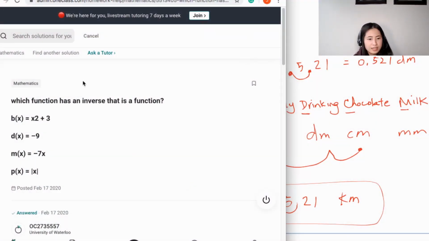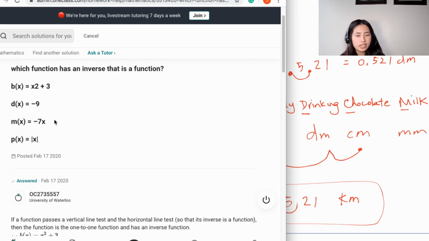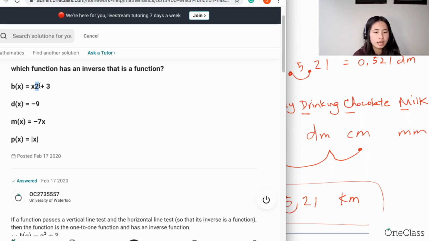Okay, so for the last question for today's class, I just wanted to go over functions. How do you know if a function has an inverse function? So just by looking at b of x, this is supposed to be x squared. I don't think they have that option to turn this into a superscript. So this is x squared plus 3.